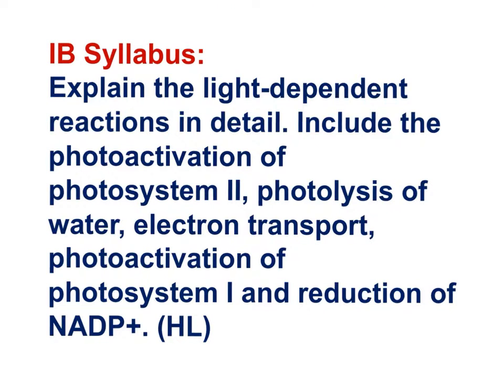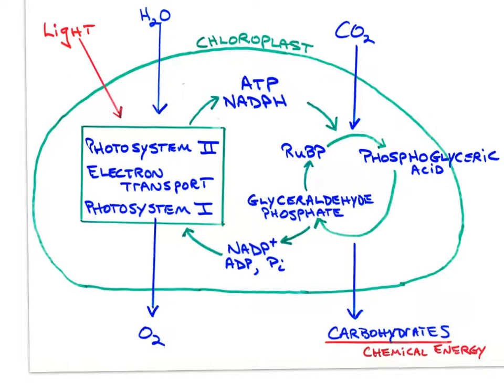So let's dig in a bit further and explain the light-dependent reactions in detail, including the photoactivation of photosystem II, photolysis of water, electron transport, photoactivation of photosystem I, and the reduction of NADP+. On the thylakoid membrane are two photosystems, photosystem II and photosystem I, and electron transport chains. The photosystems are collections of chlorophyll molecules with the role of absorbing light and concentrating the energy of absorbed light so that electrons can be moved to electron transport systems.